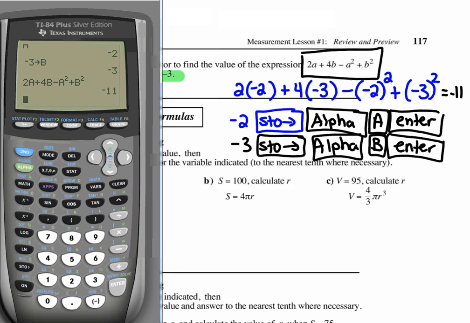That's nice. That really comes in handy in physics, especially if you end up taking physics 20. It will come in handy, let me tell you.